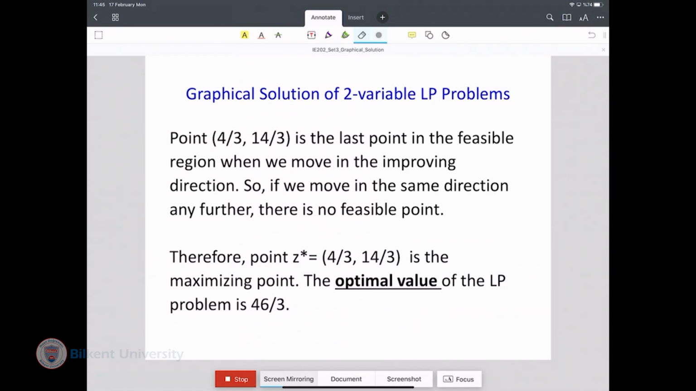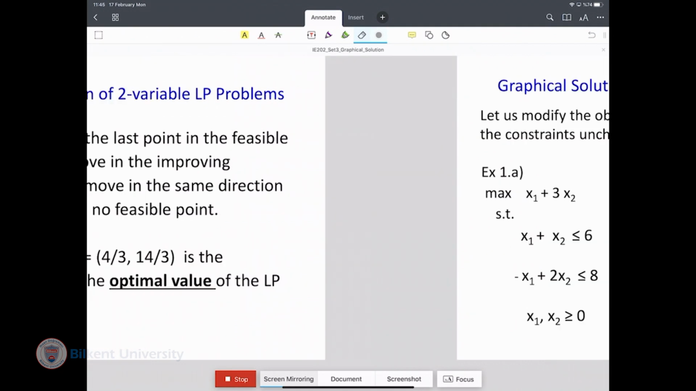I was also very picky in the names. So your optimum solution is the x vector. So the point (4/3, 14/3) is the optimal solution. And the value, which is 46/3, is the optimum objective function value, right? Solution is the decisions that I'm trying to find out, right? So my point, the vector, is my solution, and my value is once you plug that solution in the objective function, whatever you get, okay?